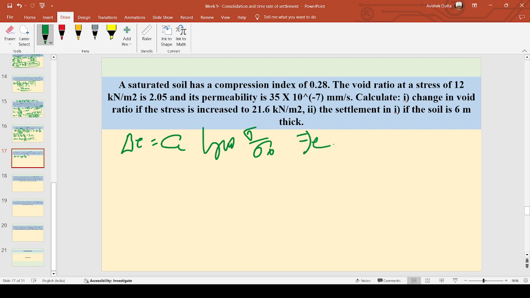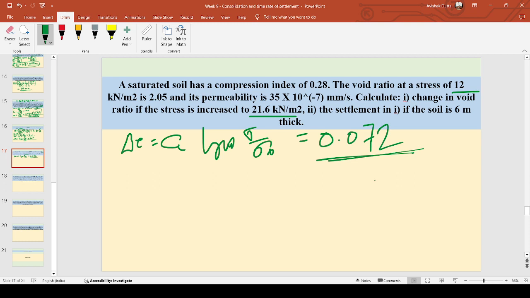Cc is given as 0.28. 21.6 was the final value of the stress and initial was 12, isn't it? So 21.6 divided by 12, log to the base 10 of the fraction and multiplied by Cc, you will get around 0.0715, 0.072. You will get the value of change in void ratio.